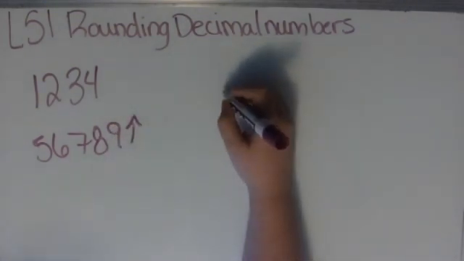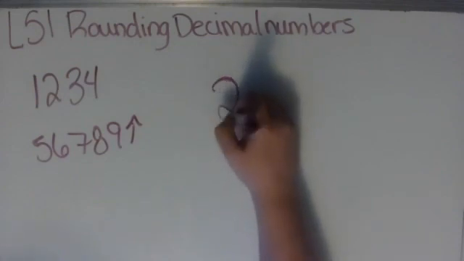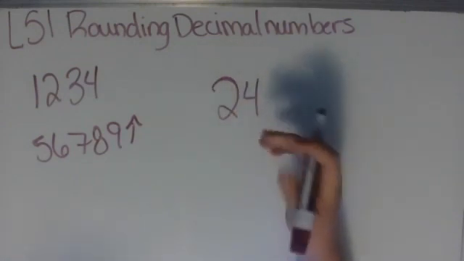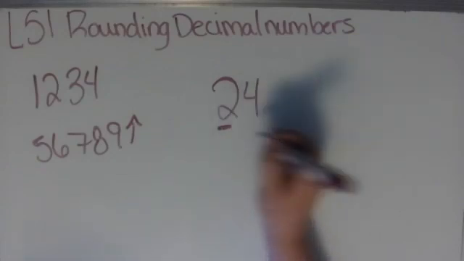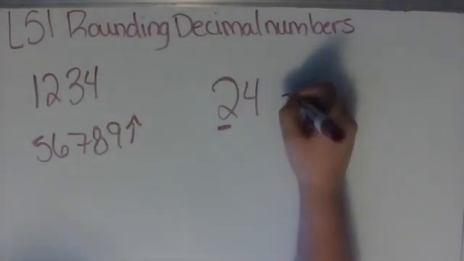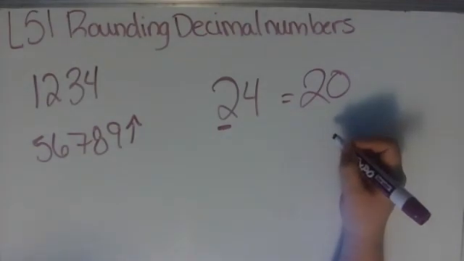So if you had, in a normal rounding situation, 24, and you're asked to round to the nearest 10, you first find your tens place. That's the tens place, and you look at the number to the right of it. So 4 tells me to stay the same, so 24 gets rounded into 20.